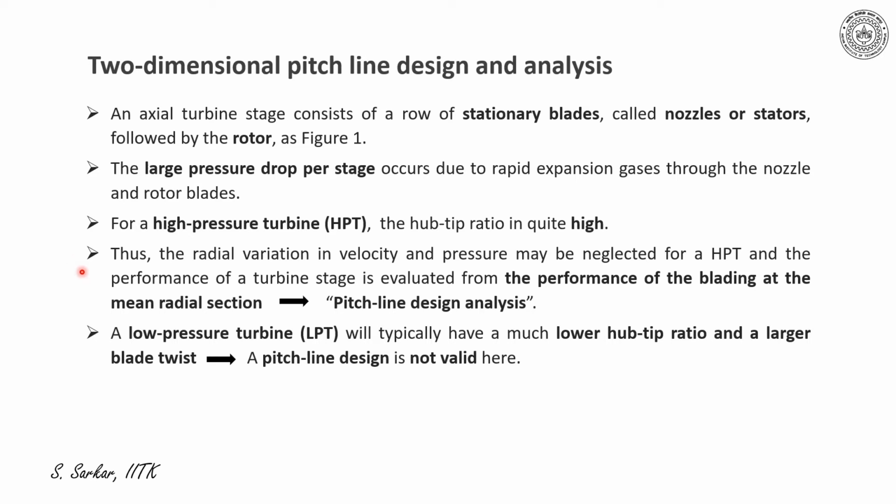Thus, the radial variation of velocity and pressure may be neglected in a HPT, and the performance of a turbine stage is often evaluated from the performance of the blading at the mean radial section, which is called two-dimensional pitch line design. It should be noted that for a low pressure turbine, designated as LPT, the hub to tip ratio is low, resulting in a considerably large blade height and a large twist of blades. Thus, the two-dimensional pitch line design is not valid in case of LPT.